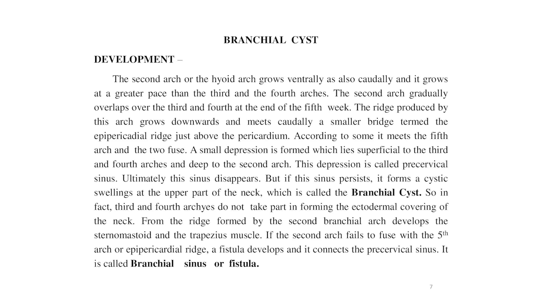The ridge produced by this arch grows downwards and meets caudally a smaller ridge termed the epipericardial ridge just above the pericardium. According to some, it meets the fifth arch and the two fuse. A small depression is formed which lies superficial to the third and fourth arches and deep to the second arch. This depression is called the precervical sinus. Ultimately, this sinus disappears, but if this sinus persists, it forms a cystic swelling at the upper part of the neck, which is called the branchial cyst.